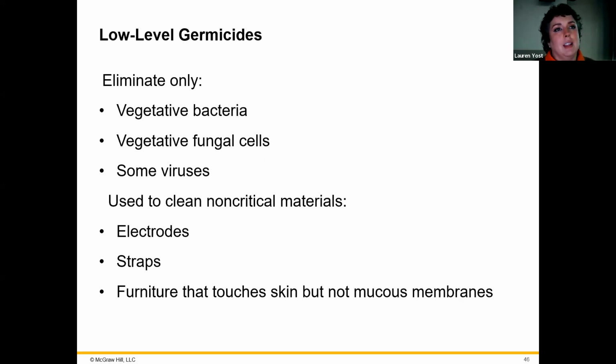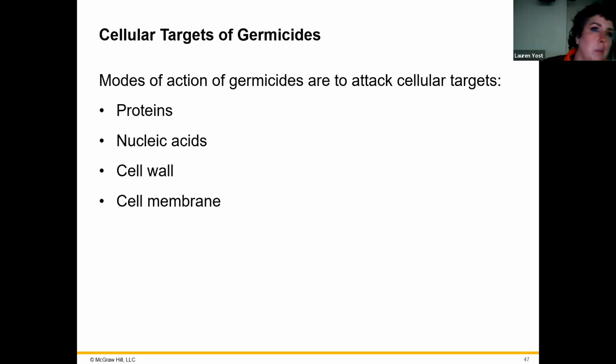But you just want to eliminate the likelihood of contamination as a fomite, for example, right? So these will eliminate most vegetative bacteria and most fungal cells, but maybe not all of them. So we use these for electrodes, straps, furniture, doorknobs, things like that. Again, these are going to basically work on the same aspects of the cells that the other physical methods did. So again, attacking the cell wall, cell membrane, nucleic acid, or proteins.